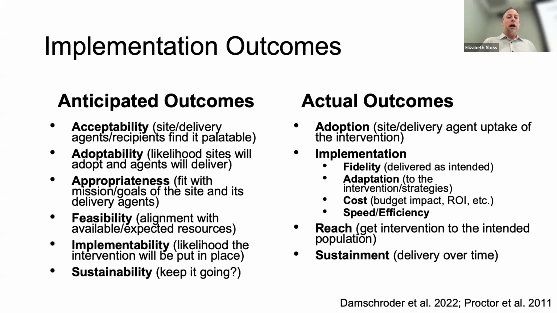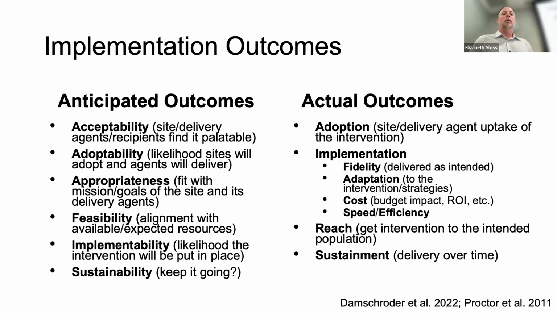When we look at actual outcomes, we have actual adoption, right? Did the site or delivery agent actually demonstrate uptake of the intervention? You can also look at adoption of strategies. In the implementation construct, that's multifaceted within RE-AIM. We have fidelity, which is really, was it delivered as intended? We have adaptation. And so this is what needed to be adapted or what adaptations happened during the course of implementation to make it more feasible, acceptable, et cetera.